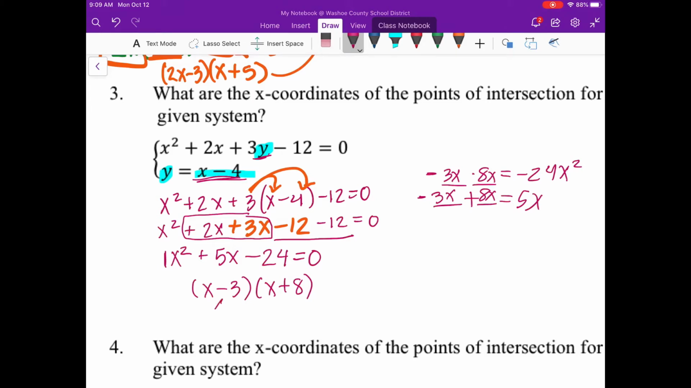And from here, we are going to set each factor equal to 0. So x minus 3 equals 0, which means x equals a positive 3. And x plus 8 equals 0, which means x equals a negative 8. And those are my answers because I only want the x coordinates for this problem.